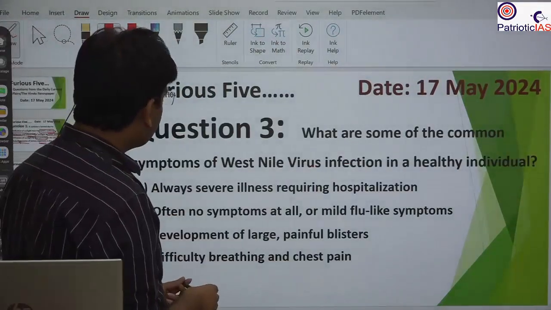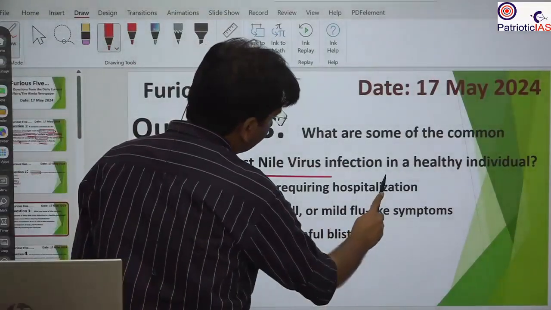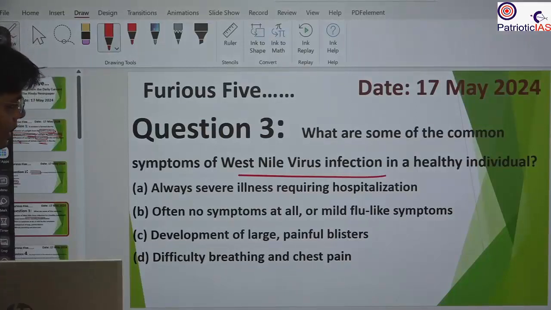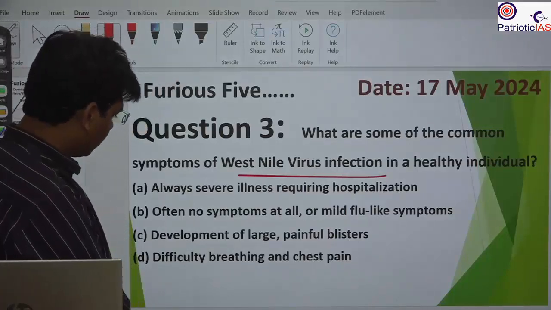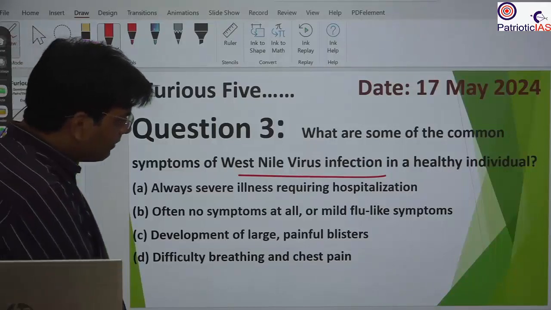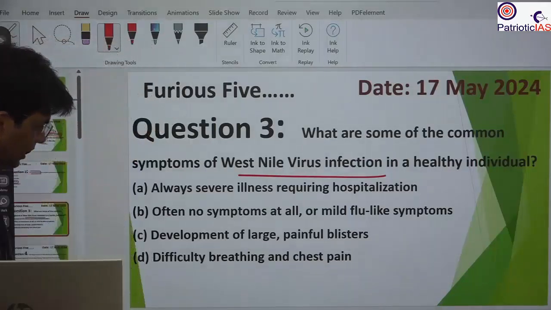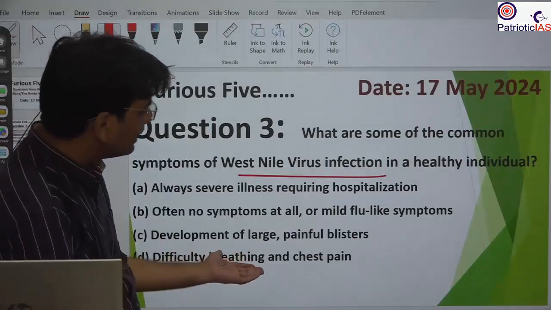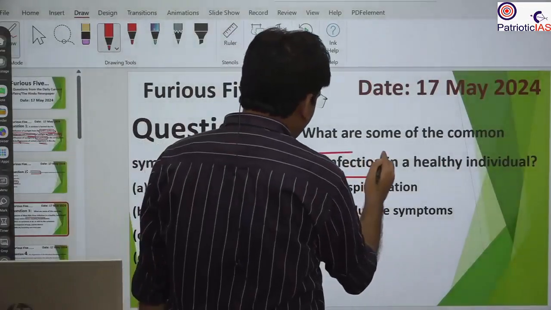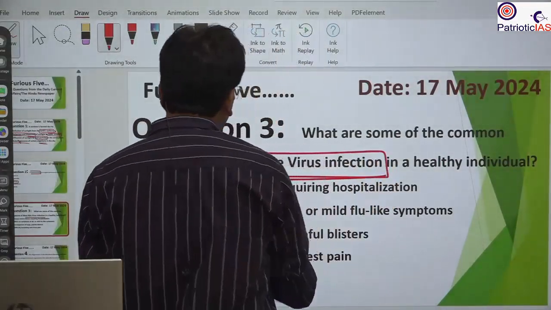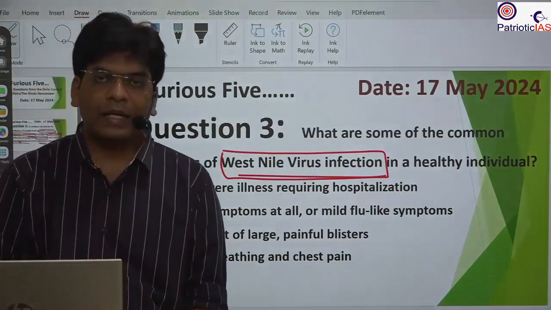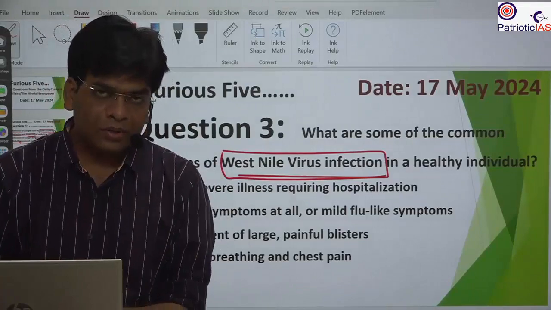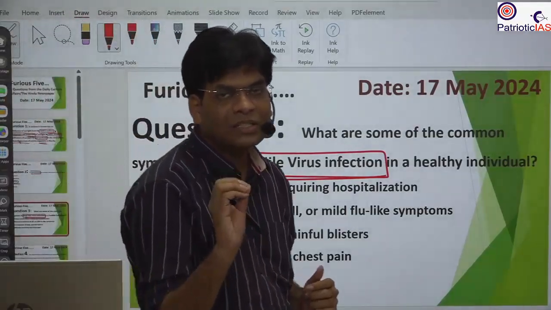What are some of the common symptoms of West Nile virus infection in a healthy individual? A. Always severe illness requiring hospitalization. B. Often no symptoms at all, or mild flu-like symptoms. C. Development of large painful blisters, difficulty breathing, and chest pain. Here you will see that this West Nile virus is spread by the mosquito bite, and mainly the host for this virus is the birds, and the mosquitoes are just the vector.